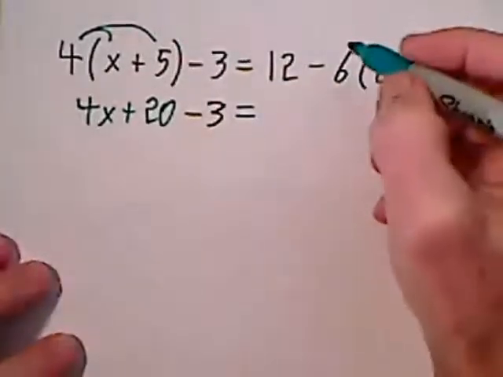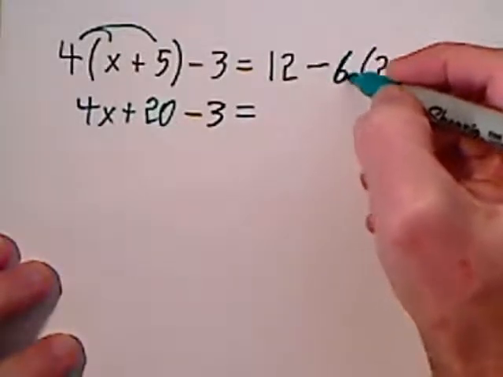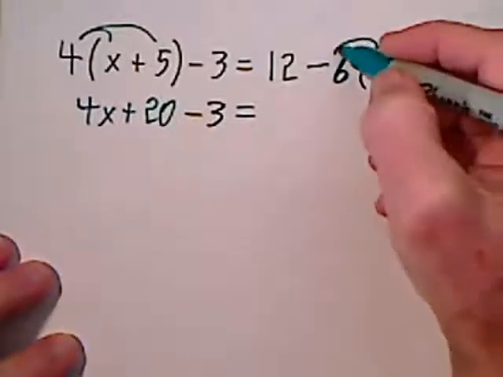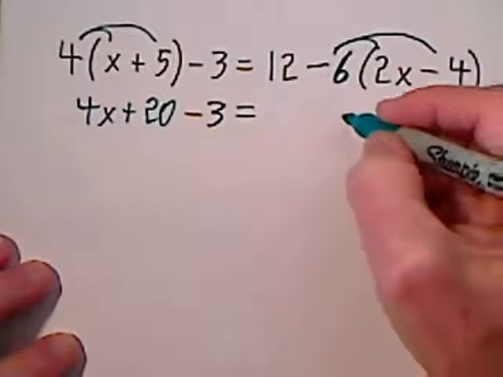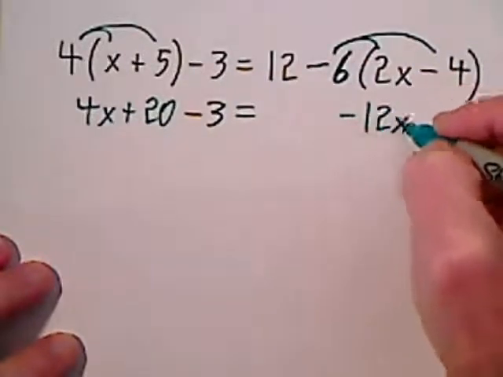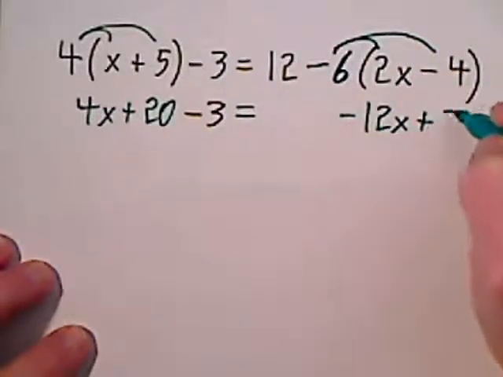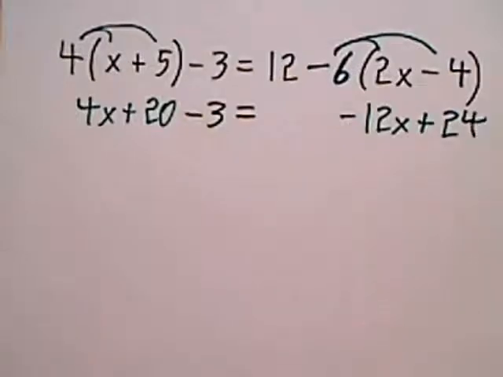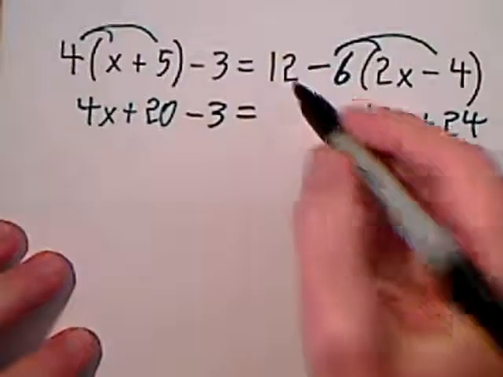On this side, you have to send in the -6 to each term. So this gives us -12x plus 24. Bring down whatever you haven't touched, which is the 12.